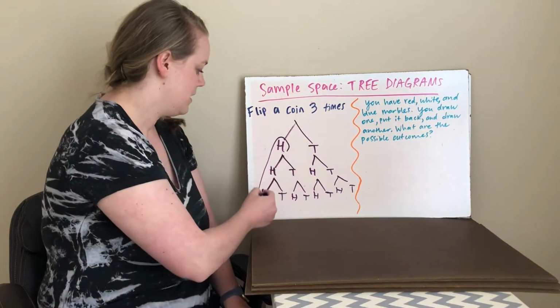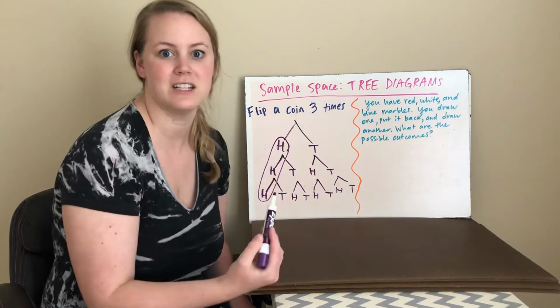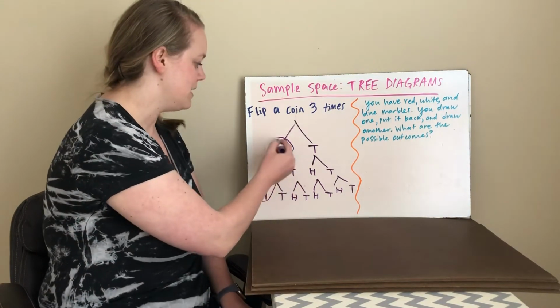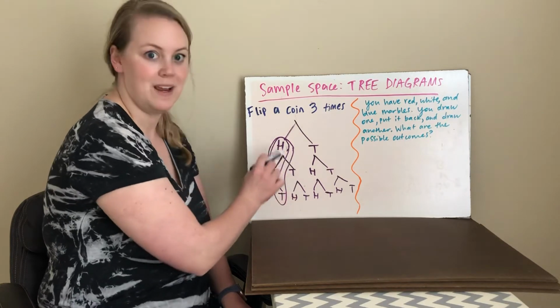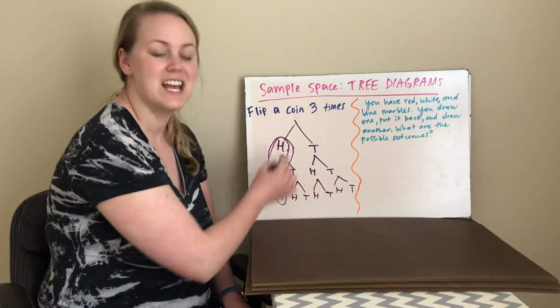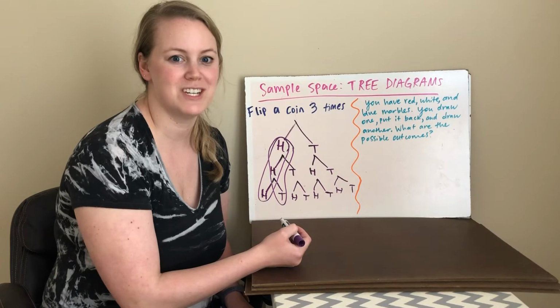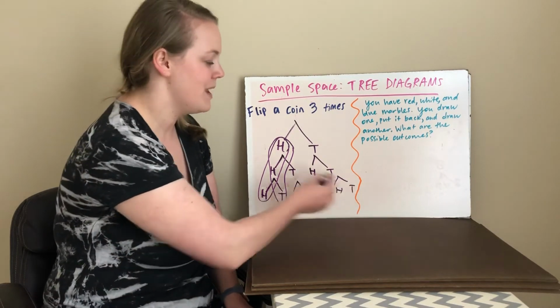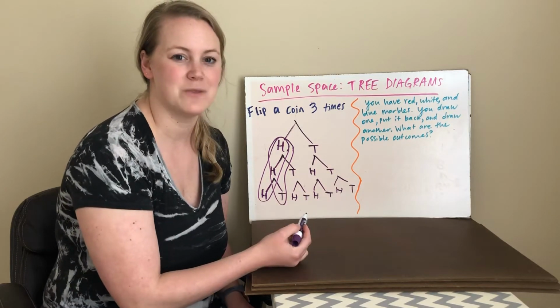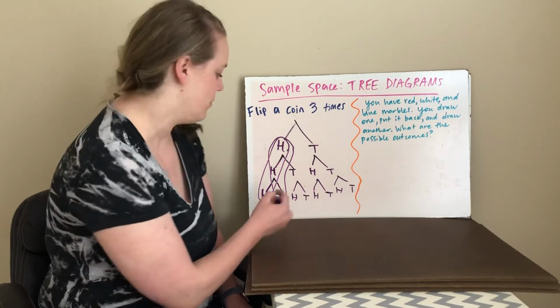So this would be flipping a heads 3 times. This would be flipping a heads twice and then a tails. And you follow along all of the branches, and essentially however many different branches that you end with will be the total number of outcomes.